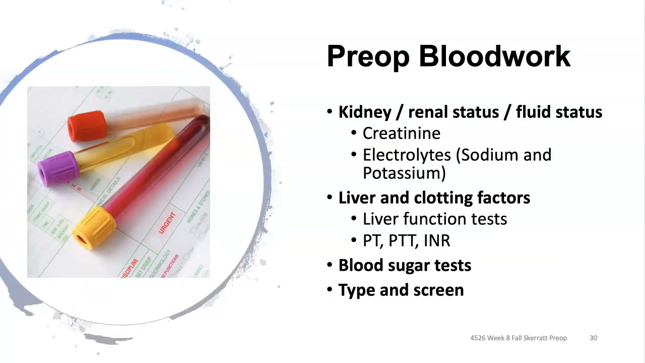Your kidney, renal status and fluid status are going to be looking at electrolytes and your creatinine level. Liver and clotting factors are very important because the liver is involved in clotting. So you're going to look at liver function tests, your PT, PTT, and INR, your clotting factors and your bleeding times. Blood sugar tests are very important, and all patients are typed and screened for blood, except for individuals that are Jehovah's Witness who will not be receiving blood products.